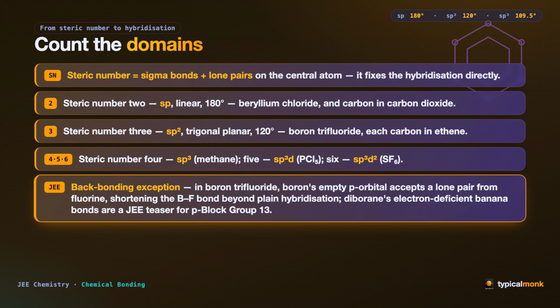And now the JEE twist. In boron trifluoride, boron sits with an empty p orbital and fluorine has a lone pair to spare. Fluorine quietly donates that lone pair into boron's empty orbital. This is called back bonding, and it gives the boron to fluorine bond partial double bond character, shortening it below what plain hybridization alone would predict.